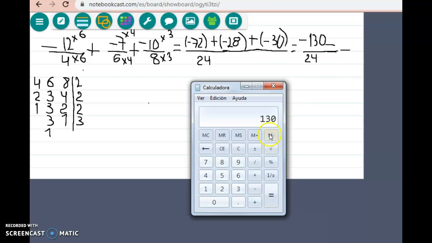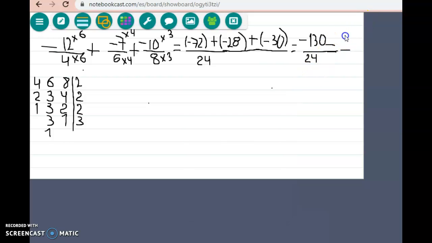The second of 130, so 130 divided by 2 is equal to 65. Yes, so we're going to do right here negative 65, and the second of 24 is 12. So it means that our answer is negative 65 over 12. Okay, thank you.